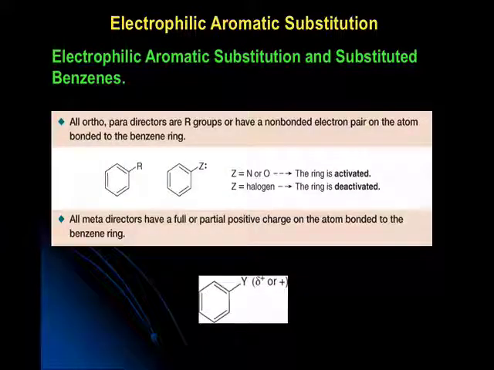So here's a way that some people remember it. If your group here has a lone pair and it's nitrogen or oxygen, it's going to be an activated ring. If Z happens to be a halogen, it's going to be a deactivated ring, right? And of course, alkyl groups are always activators and ortho-para directors, right? That's kind of important. Okay?